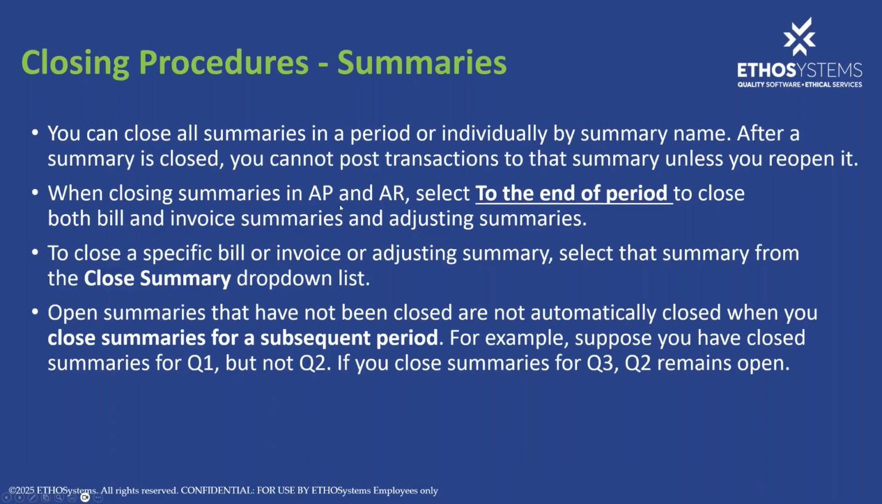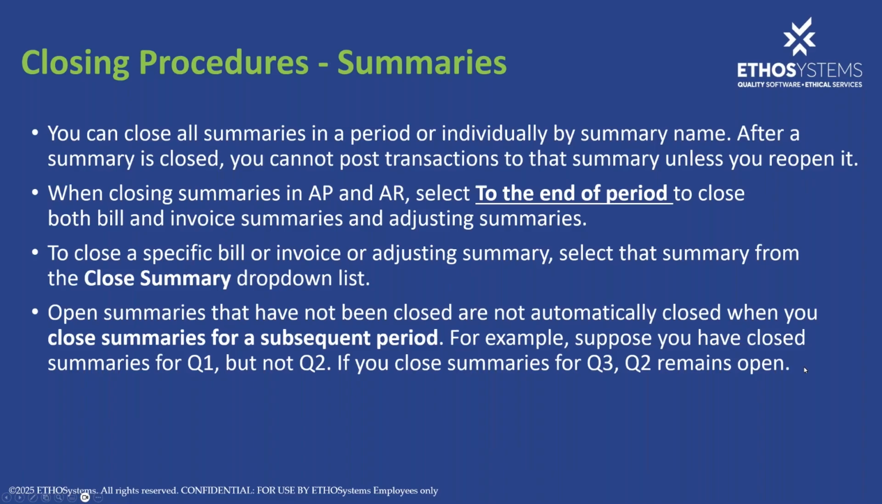When you're closing the summaries in AP and AR, select to the end of the period. That's that filter, one of those fields I showed you on the last slide. And that will close both bill and invoice summaries and adjusting summaries. Okay, so everything that's involved with that is a transaction of that summary, right? Associated to it, it'll close it down. To close a specific bill or invoice or adjusting summary, select it from the drop down. You guys got to see that.